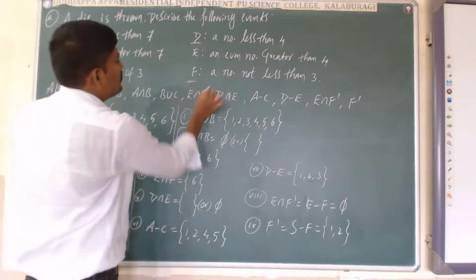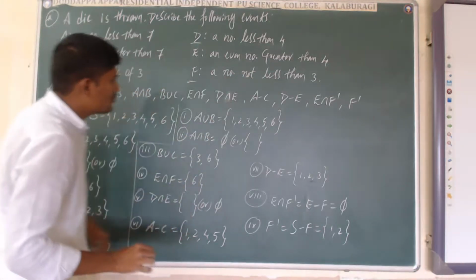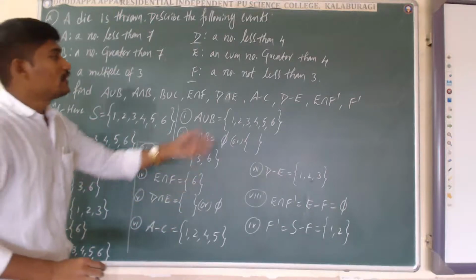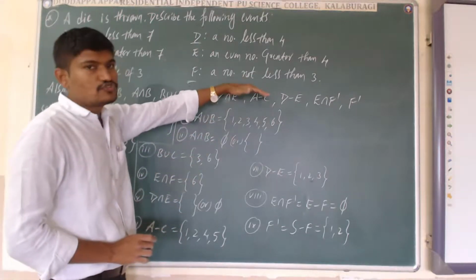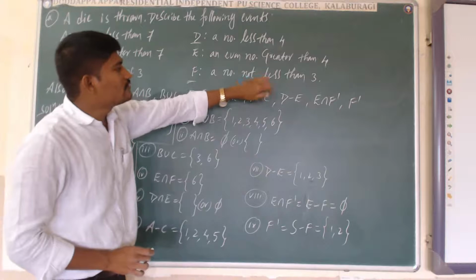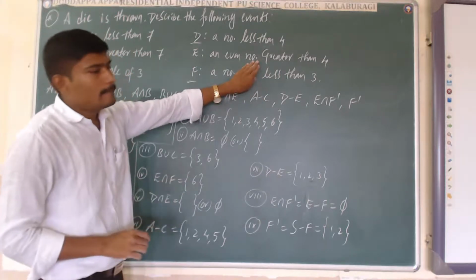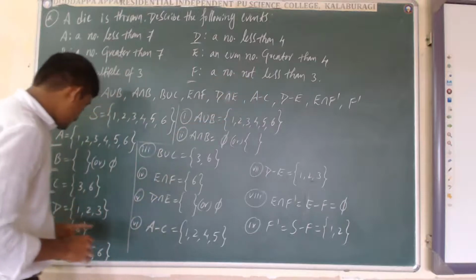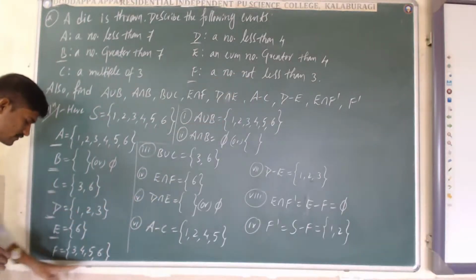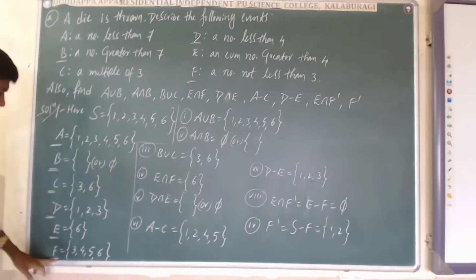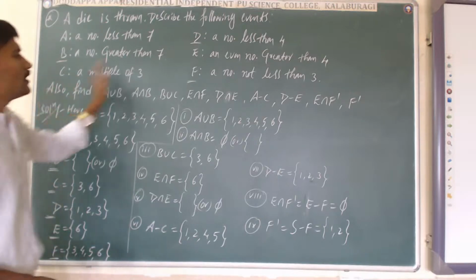Lastly, F is given, a number not less than 3. See, dear students, don't get confused here. A number less than 3 means we can take 1, 2, but not less than is given, so we will write 3, 4, 5, 6. So this is the F element result. So one part is over.